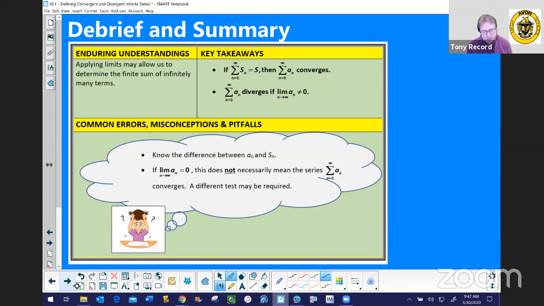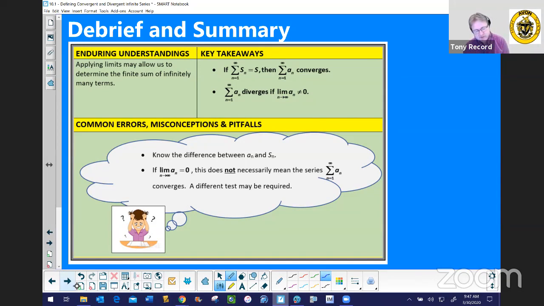A couple of our key takeaways is that if we sum the partial sums and get a finite value that we call S, then that means that that particular series will converge. And then our nth term test takeaway is that the summation of a sub n will diverge if the limit as n approaches infinity of a n is not equal to 0. Common errors, misconceptions, and pitfalls.